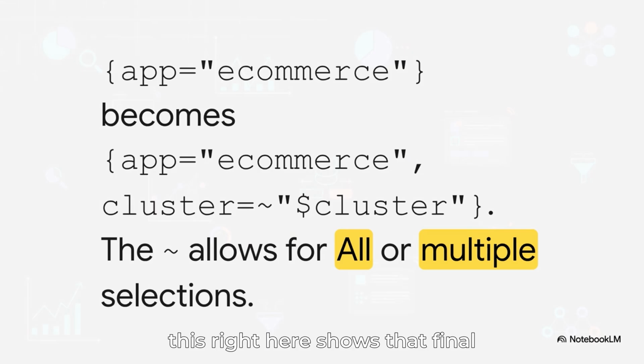And this right here shows that final step perfectly. You take a static query, like this one for Grafana, and you just pop in your new variable with the $ sign in front of it. Now, pay close attention to the =~ operator. That little tilde is the secret sauce. It means matches regex, and it's what lets you select all from your dropdown, or even select multiple clusters at the same time. Super important.